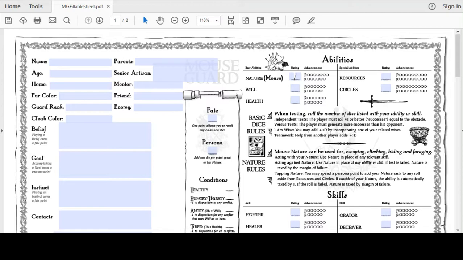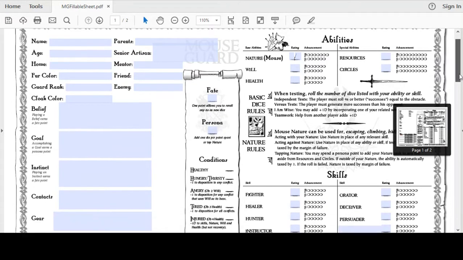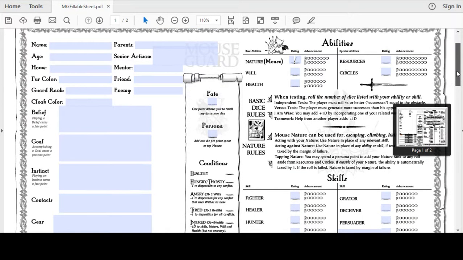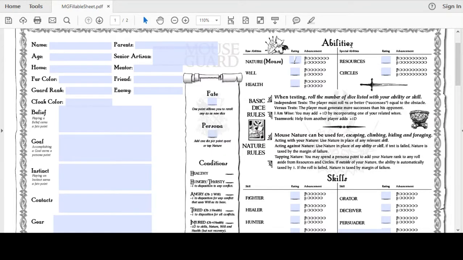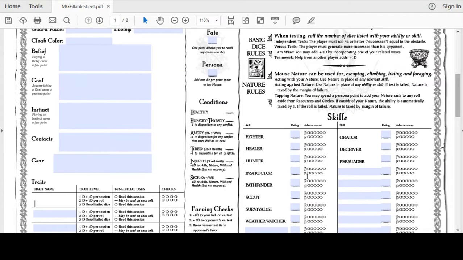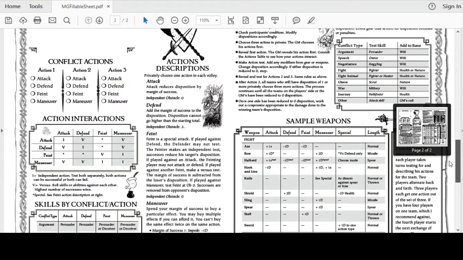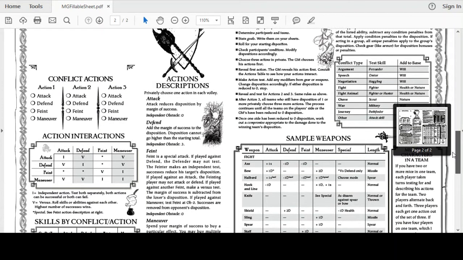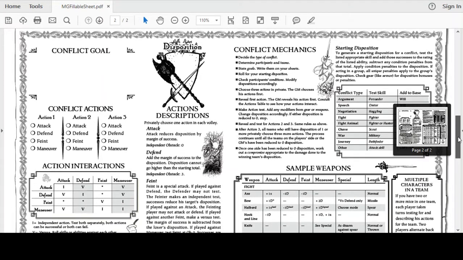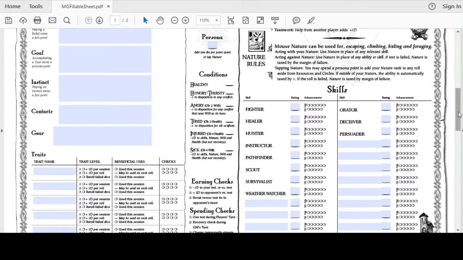Now I went online because, you know, internet's awesome, and I downloaded a Mouseguard fillable PDF. So let's go do that. So here, guys, as you can see, this is your typical Mouseguard sheet. It's got your name, your parents, senior arts, and all that stuff. You guys can read everything there. It's got your abilities over here on the right. It's got your skills down here on the right, and your traits down here at the bottom left. This second page is a lot of reminders, just things to keep in mind with the game mechanics and stuff like that. So we're going to be dealing with page 1 here.